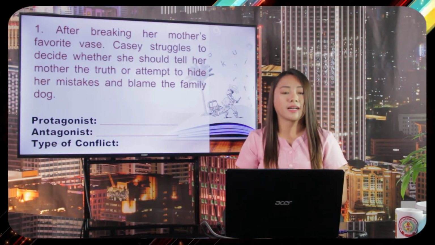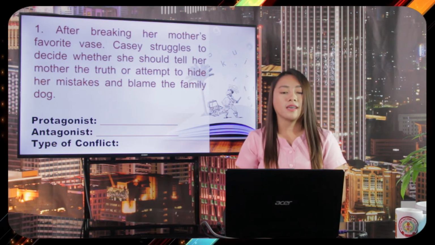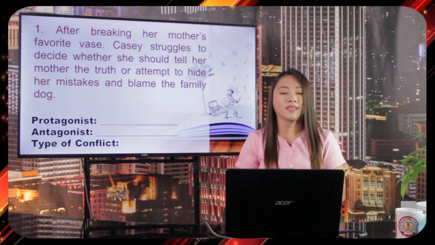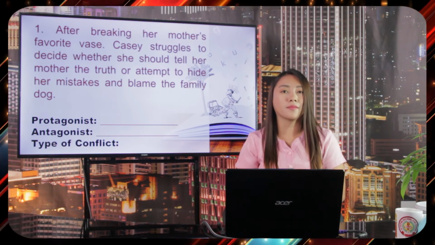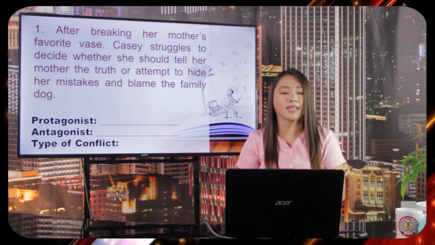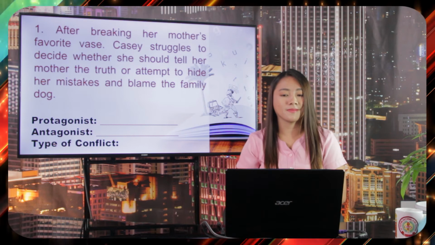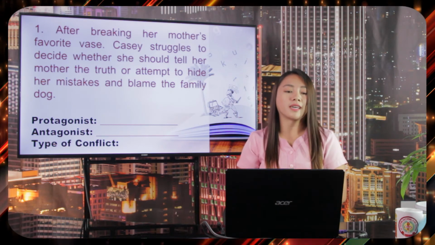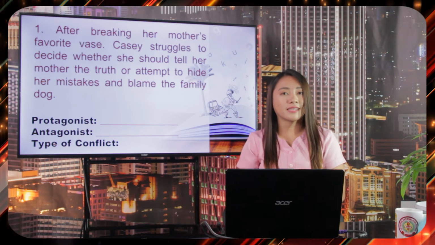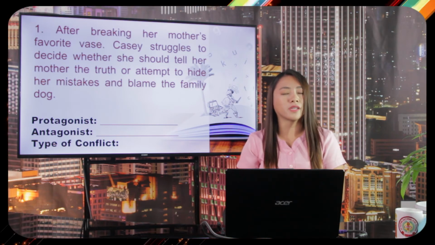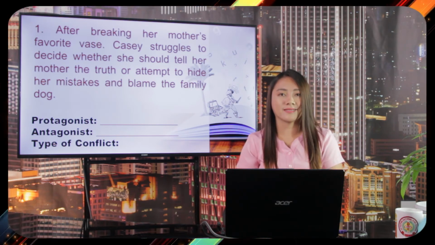After breaking her mother's favorite vase, Cassie struggles to decide whether she should tell her mother the truth or attempt to hide her mistakes and blame the family goat. Who do you think is the protagonist and the antagonist? And what type of conflict is this?